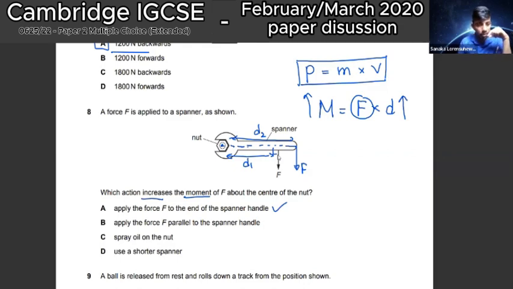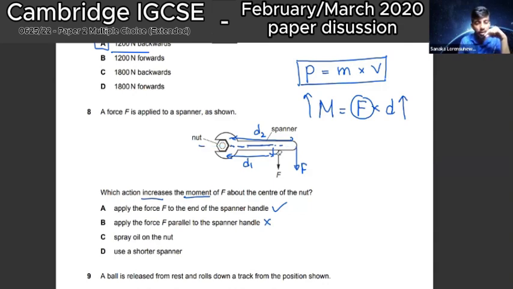See another answer. Apply the force parallel to the spinner handle. No, it should be perpendicular. The distance should be perpendicular. There is no distance to apply that parallel force. Okay, then it is wrong. Then right.